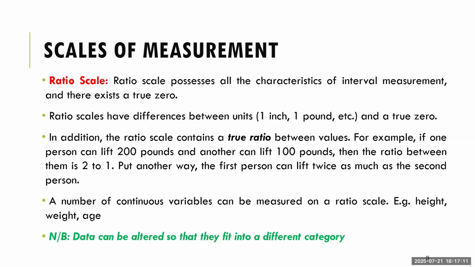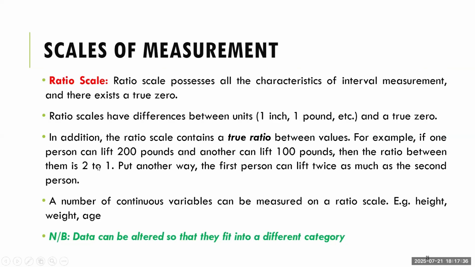So if a person can lift 200 pounds and another person can lift 100 pounds, then the ratio between them is 2:1. So there's a true ratio between these components. That's why we call it the ratio scale. But the key thing there is that there's a true 0 point.